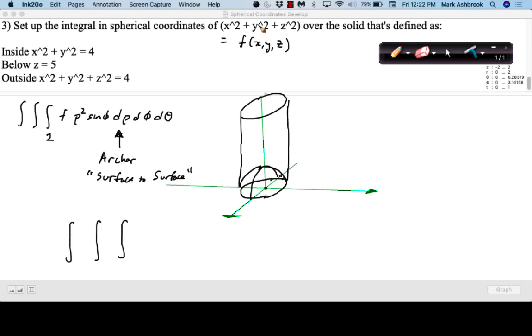And what is x squared plus y squared plus z squared in terms of spherical coordinates? Rho squared. So we'll just write that now. So it's going to be rho squared times another rho squared sine phi d rho d phi d theta plus, and we're going to have another one. And then that's going to be the same.